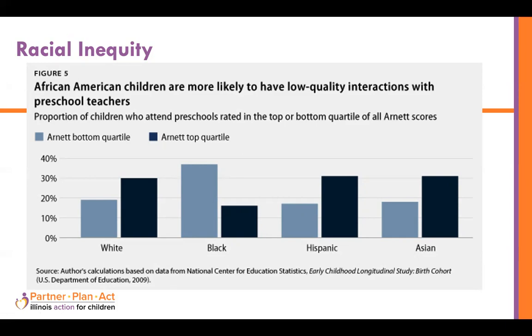When children are exposed to high quality interactions, just like the ones we learned about in the brain development video, research has shown that they are more likely to be successful later in their academic career. So here we see that African-American children specifically are much less likely than children of other races to be in programs that score highest on caregiver sensitivity and are much more likely to be in programs that score the lowest.